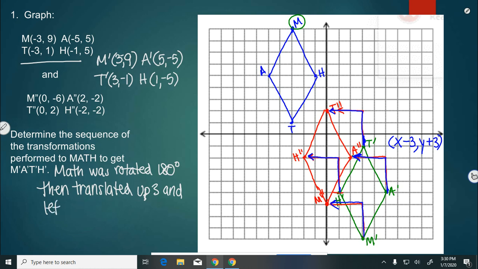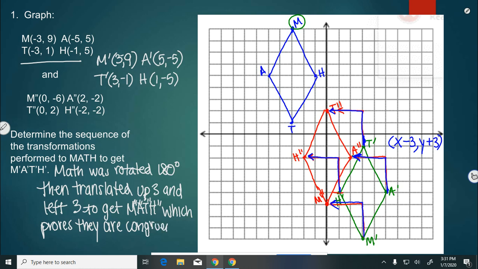Now, you could also put the actual math script there, that x minus 3, y plus 3. You could say in the direction of x minus 3, y plus 3 to get MATH double prime, which proves they are congruent. So there we have made our congruence statement. A dilation did not occur, so the shapes are congruent, not similar.